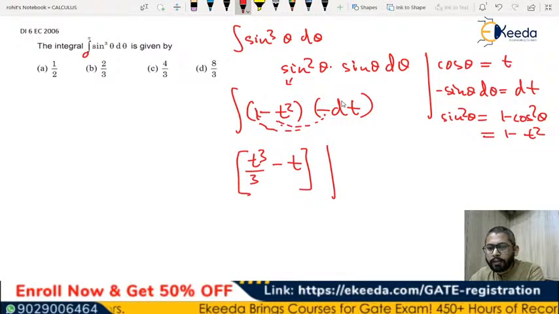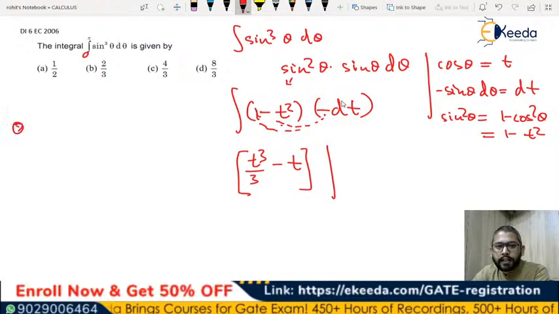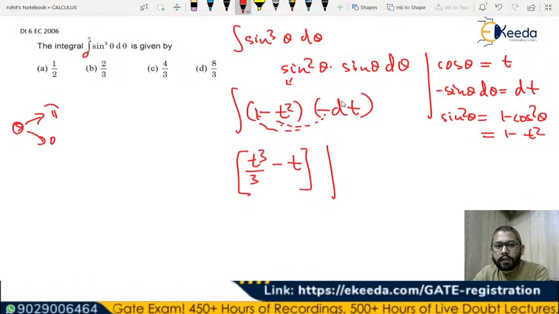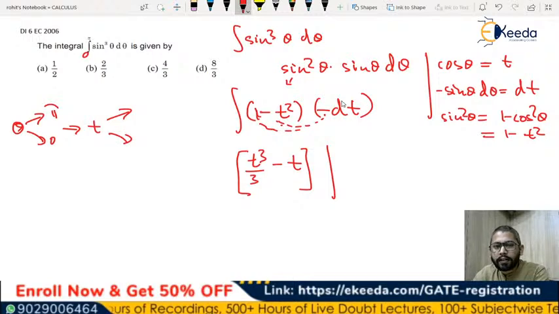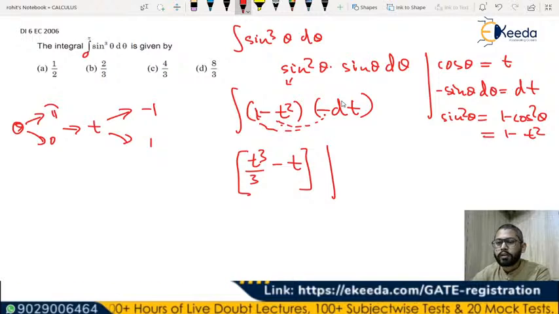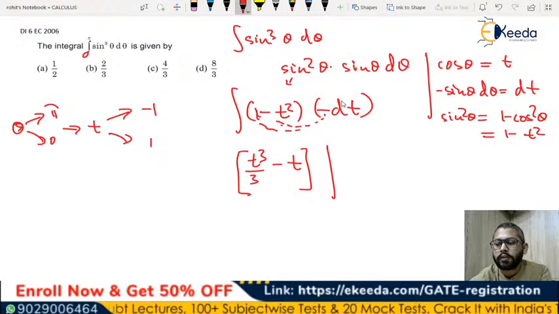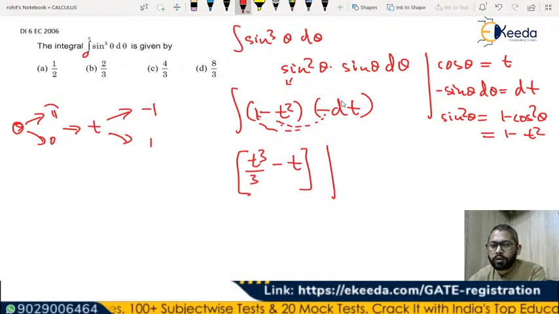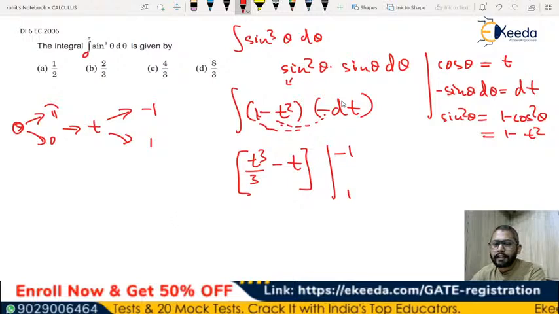If you want to put the limits in terms of t, we have theta as 0 to pi, and then we have t, which is cos theta. So cos pi will be minus 1 and cos 0 will be 1. So in that case, what we can do is, we can put 1 here and minus 1 here. You can check the value.